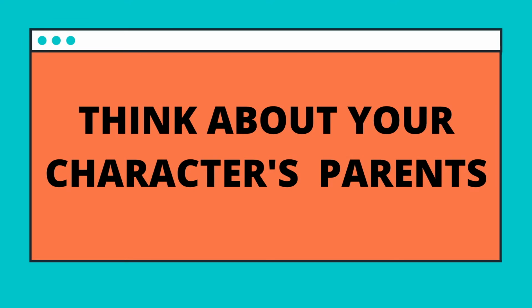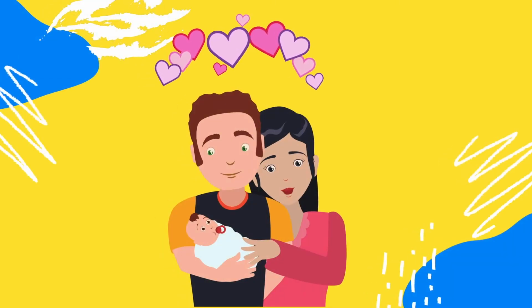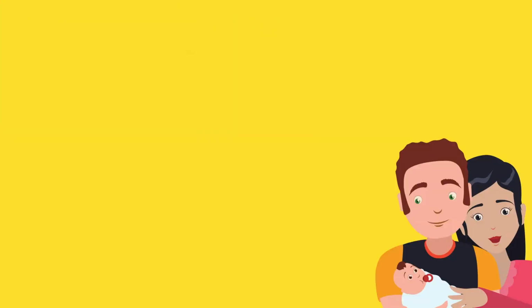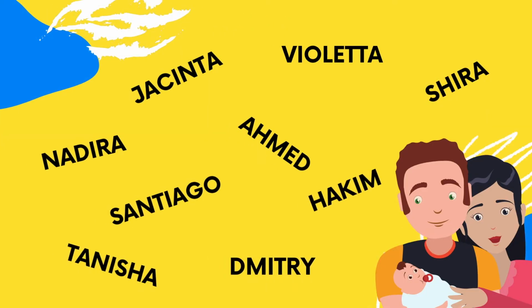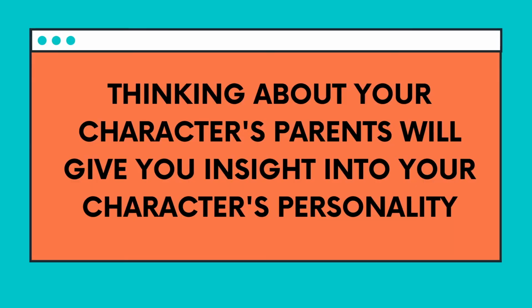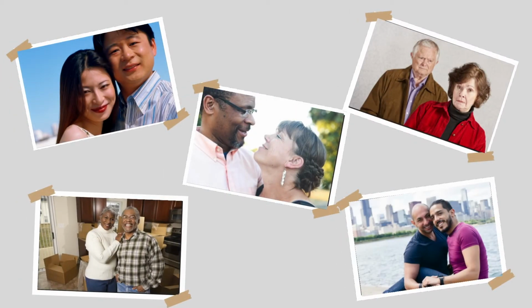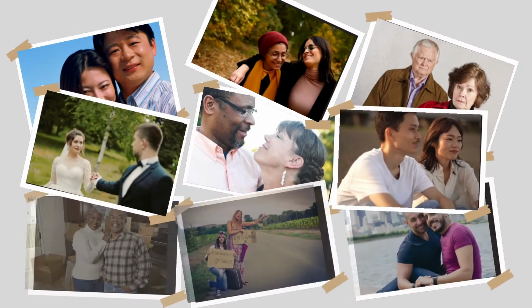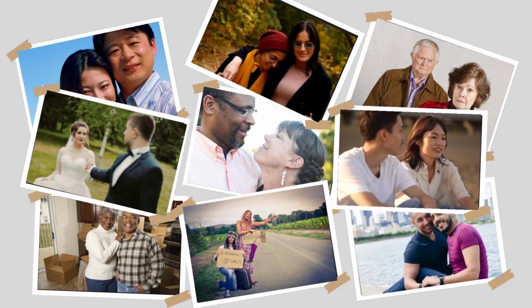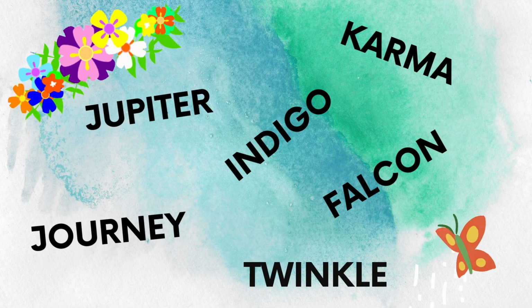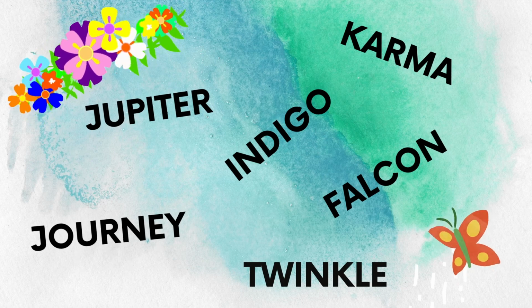Think about your character's parents. Their parents named your character, right? Did they give your character a name that reflects their ethnic background? Thinking about your character's parents can also help you to build your character's personality. It can give you a peek into how your character was raised and what their childhood was like. For instance, maybe your character's parents are free spirits and they gave your character a name like, or maybe your character's parents are more old-fashioned and strict.